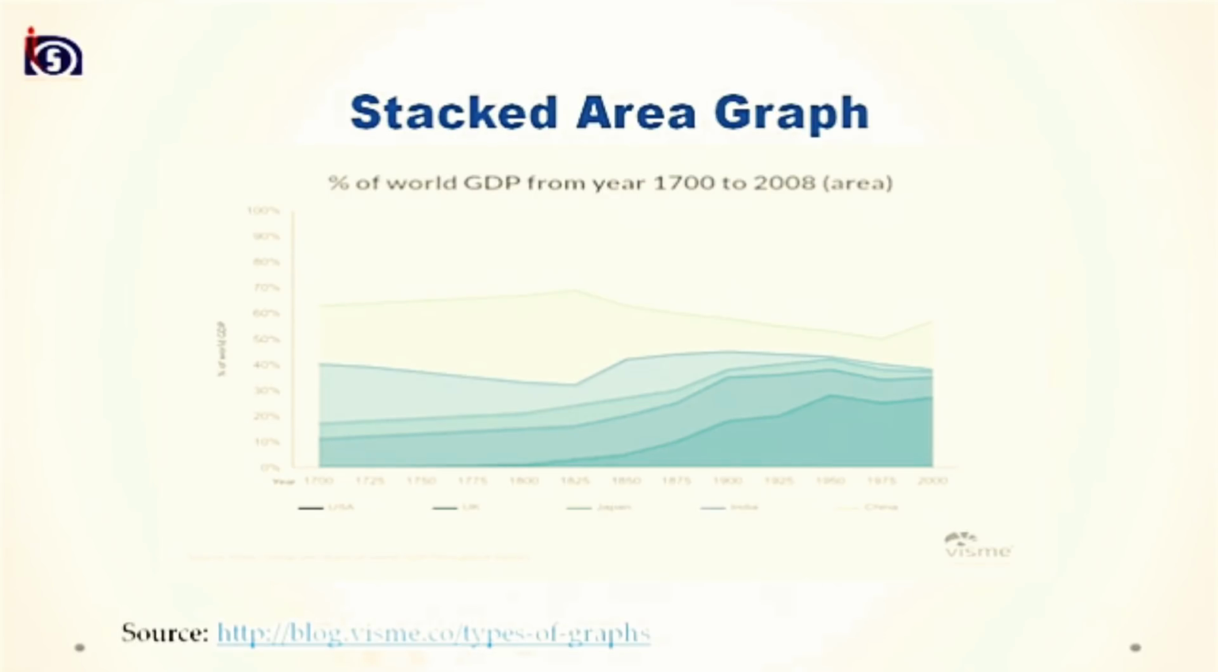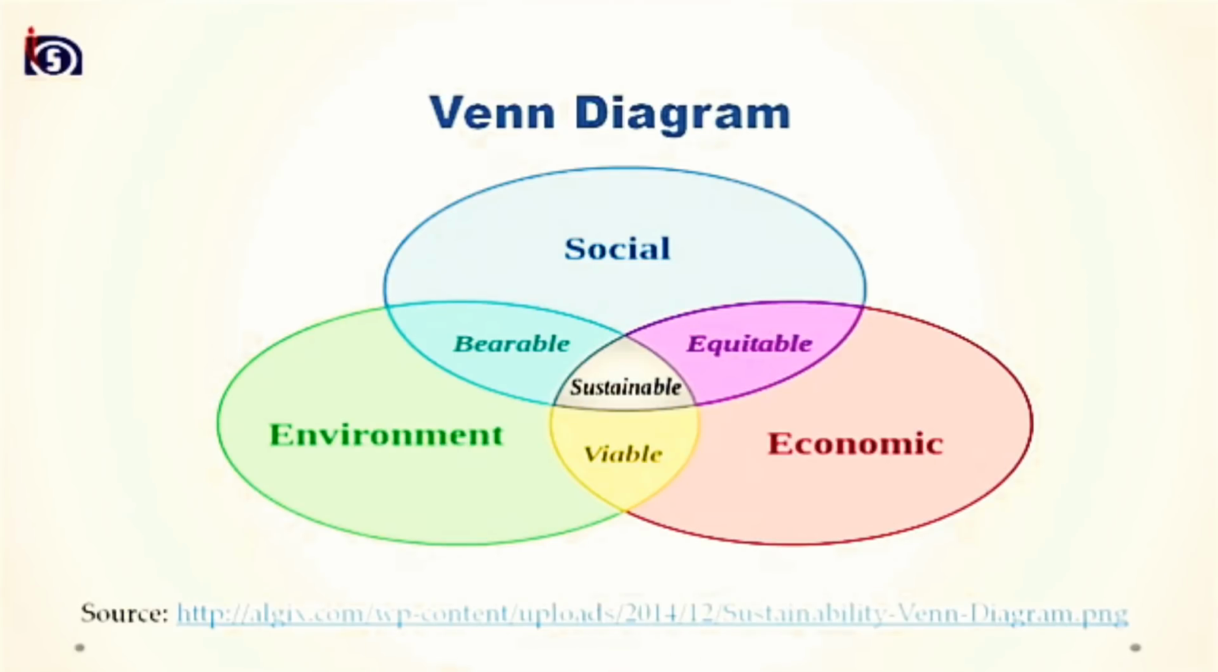Then we are having stacked area graph, in which different line graphs have been combined to show the percentage of world GDP from year 1700 to 2008, and the area is representing the same. Then we are having Venn diagram which is showing the concept of sustainable development. Sustainable development is a combination of social, economic and environmental development combined together.